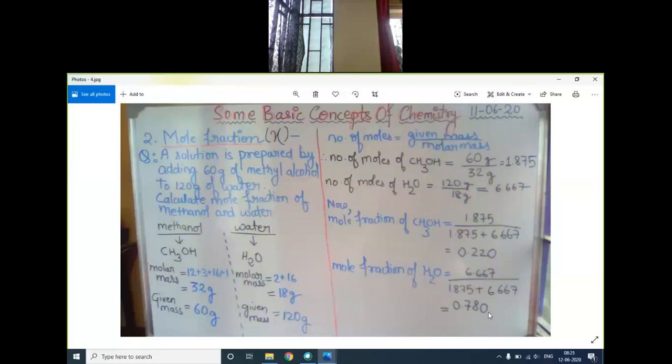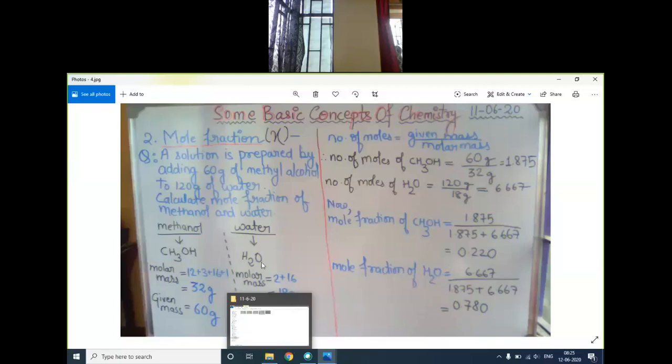You can cross check your calculation also. I have written one sentence in the previous image that if we add all the mole fraction in a solution, it will come 1. So there are 2 mole fraction here in this solution. So if we add 0.220 and 0.780, it will come 1. Then your calculation is correct.